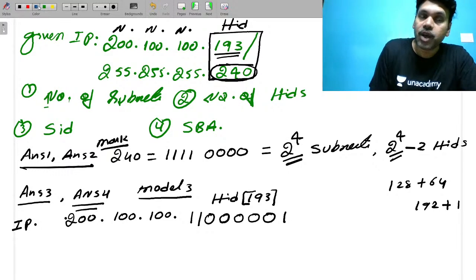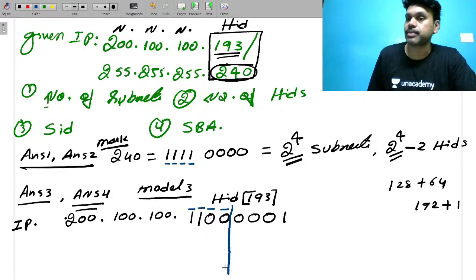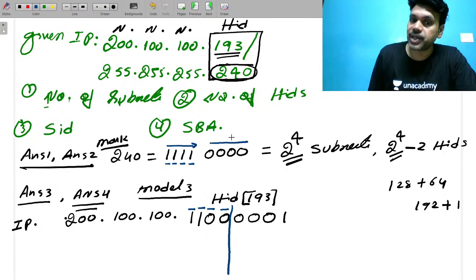Now tell me what positions are subnetted? First, second, third, fourth. 128 is subnetted, 64 subnetted, 32 is subnetted, 16 is subnetted. Leave those positions. Because these positions are subnetted, this is your subnet part. And this is your HID part. Here also, they are subnet parts, and this is only the HID part.